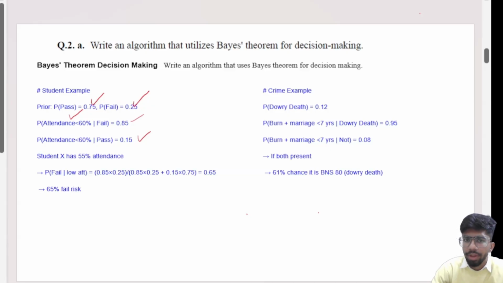Third step is to observe the evidence. Evidence here is that student X has 55% attendance. This is the input to our Bayesian decision making. Step 4, apply Bayes' theorem. Now we compute the posterior probability.